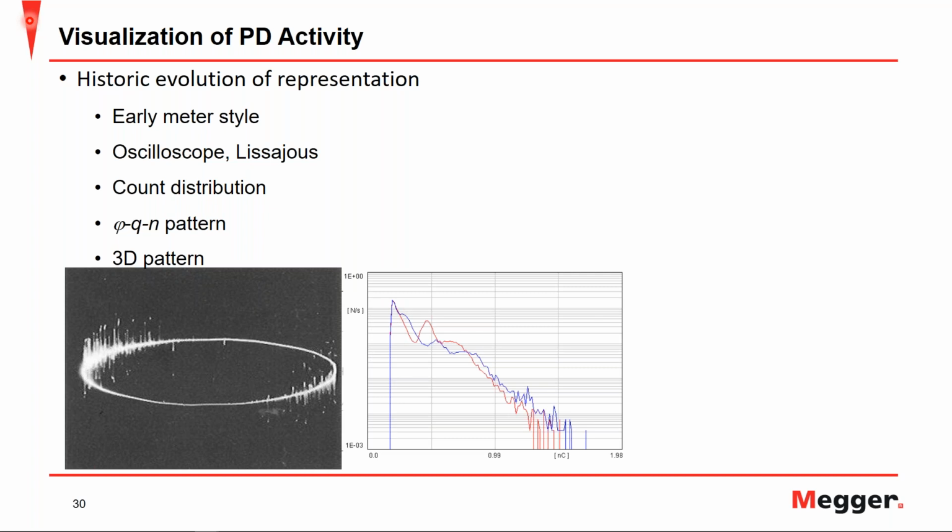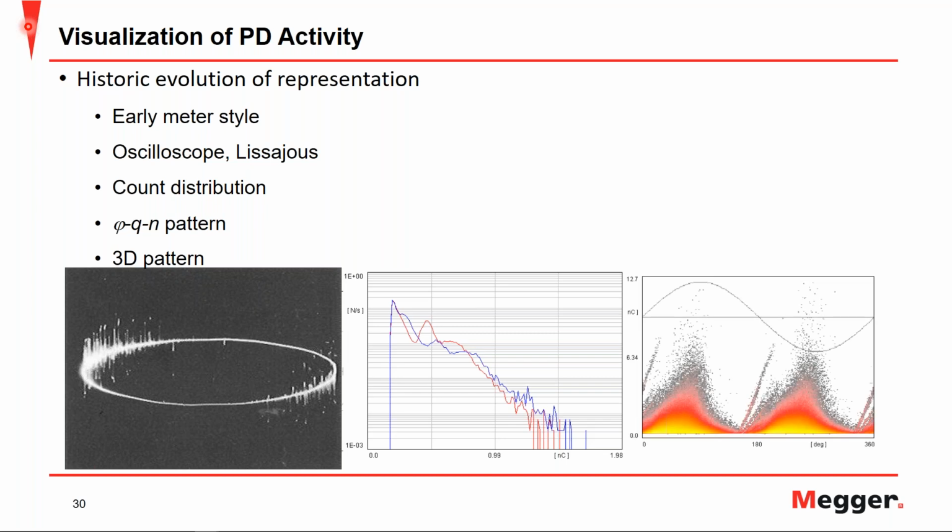Next, there was the count distribution, where our y-axis is the number of discharges, and our x-axis here is the discharge in nanocoulombs. Next there's the VQN, which is our PRPD pattern. And believe it or not, even though this is a two-dimensional plot, it's a three-dimensional graph. What I mean by that is, our x-axis is our phase angle.